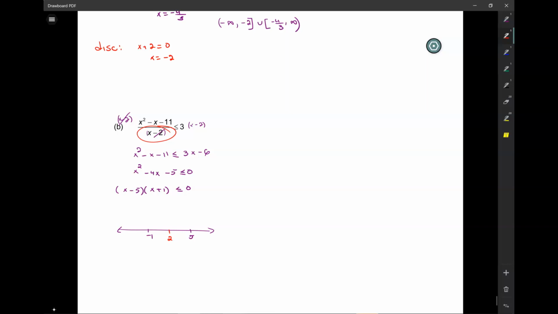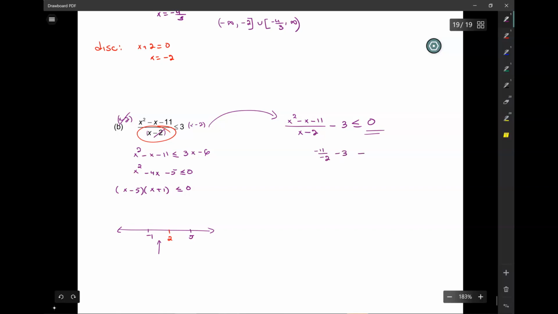Okay, now let's pick numbers to plug in. Again, 0 is my favorite. Okay, 0 is right here. We're gonna plug it into this. Now, it has to be compared to 0. So I have to bring the 3 to the other side, -3 less than or equal to 0. You must compare it to 0. Okay, plug 0 in here. In the numerator, I get -11 over -2 minus 3. That's 11 over 2 minus 3. That's a positive number.